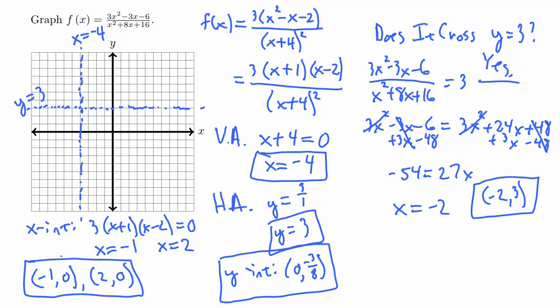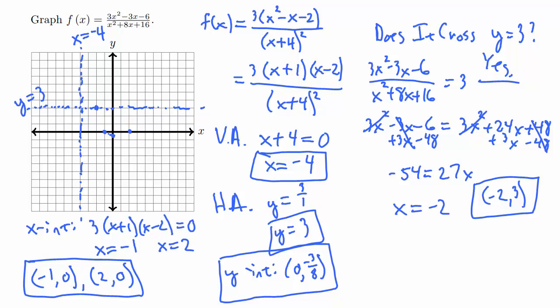Next, plot the intercepts. Negative 1, 0, and 2, 0. Then plot the y-intercept, 0, negative 3/8. And that's going to be something about right there. Notice, however, that it also crosses the horizontal asymptote at negative 2, 3. So at negative 2, 3 is where it crosses.